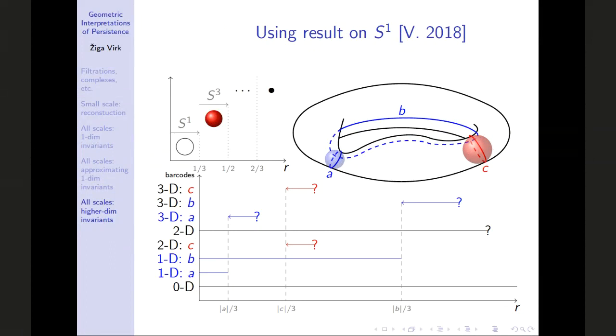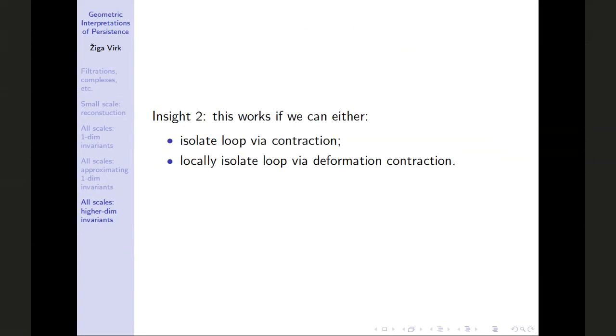Can we actually pull it off formally? Excuse me. Yes, we can. I'll just show you two ways of deducing this kind of results. We have to isolate these geometric features that generate higher dimensional homological elements. We can do it either globally via contraction or locally via deformation and contraction. So let me just briefly describe both of them.